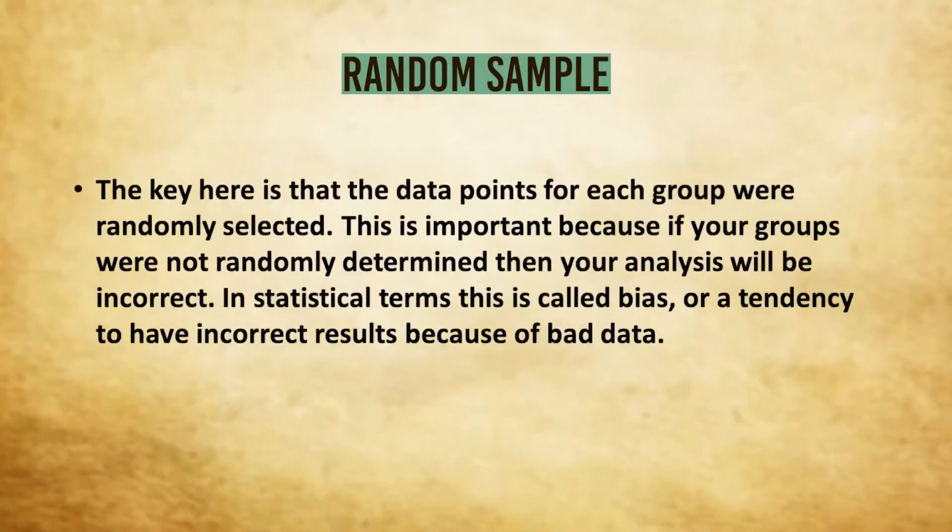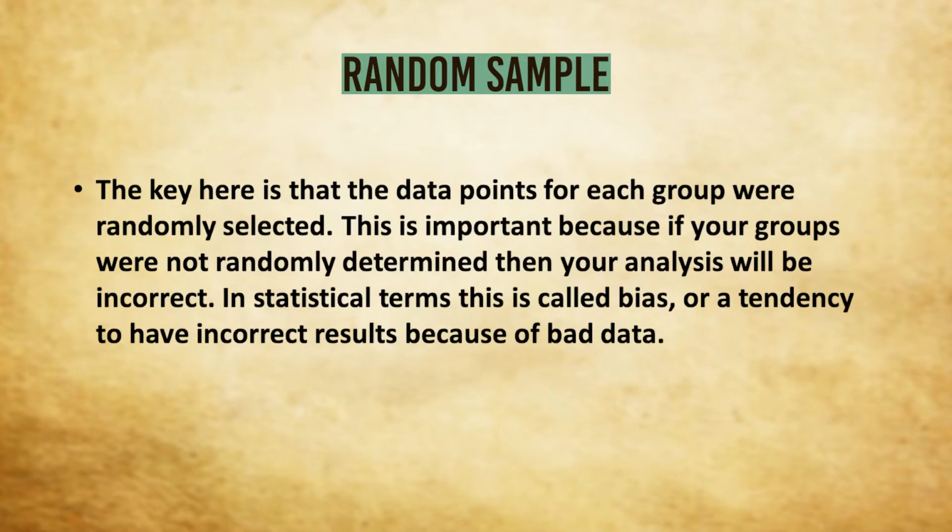That means we have allocated our sample randomly. Unless we allocate them randomly, we cannot go for any test. Forget about the Z test, we cannot go for any test. The key here is that the data points for each group were randomly selected.